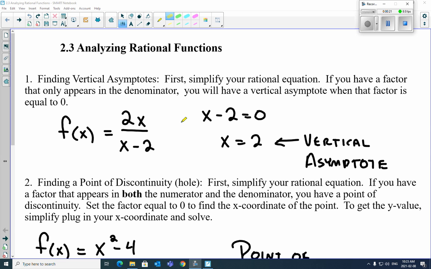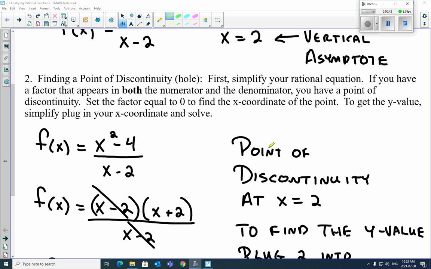If you have a factor that only appears in the denominator, right here, see x minus 2, you're going to have a vertical asymptote. So all you do is you take the denominator, set it equal to 0. We find out x equals 2, right? Because x can't be 2, because if we plug a 2 in here, that makes that 0. So then we have a vertical asymptote. Now, here's a really interesting point. It's called a point of discontinuity, and it's basically a hole in the graph.